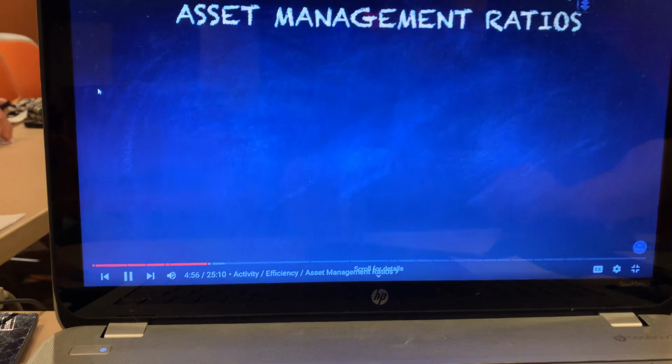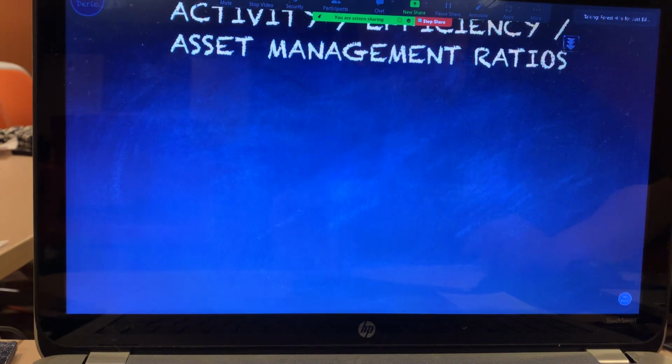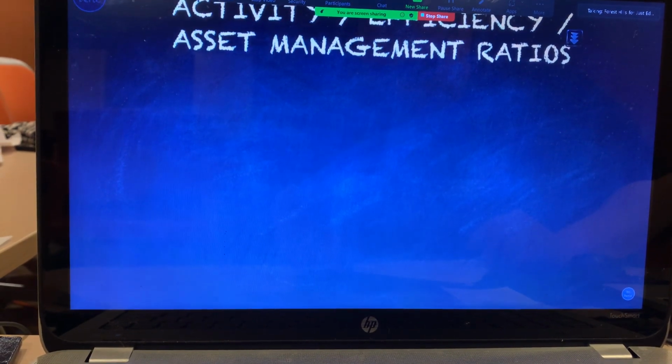Activity ratios. They are also known as efficiency or asset management ratios.